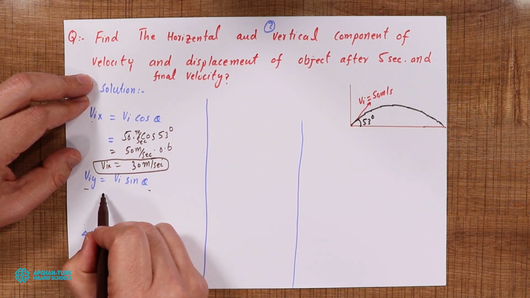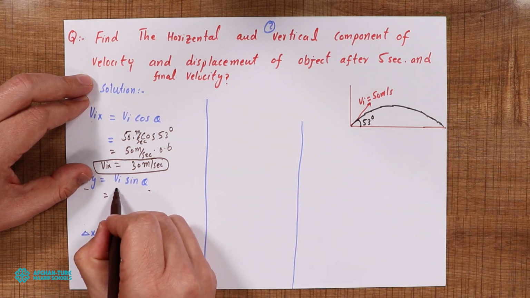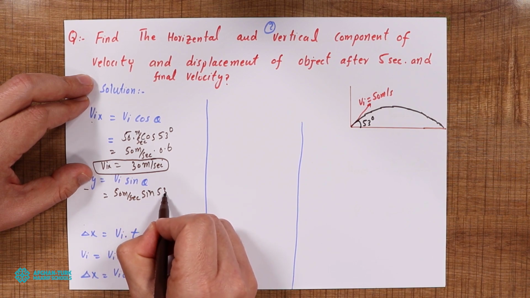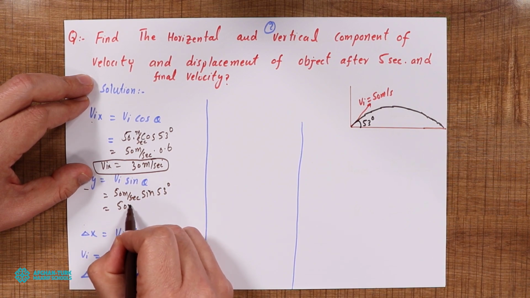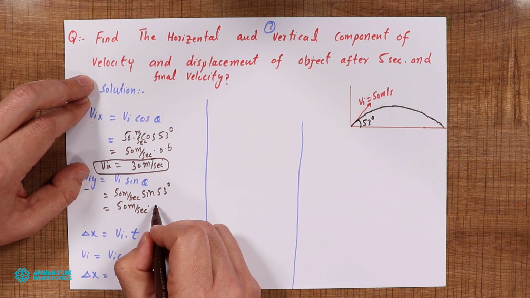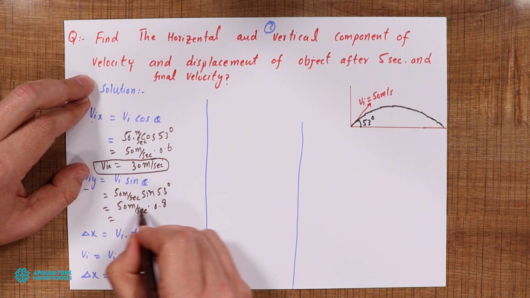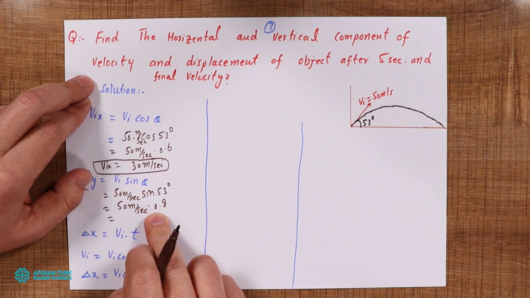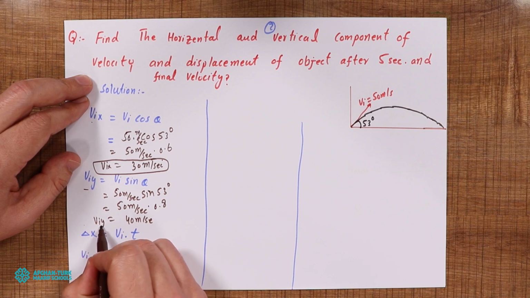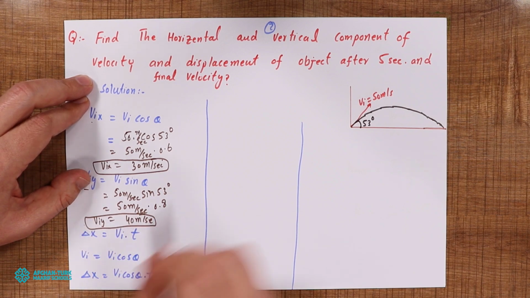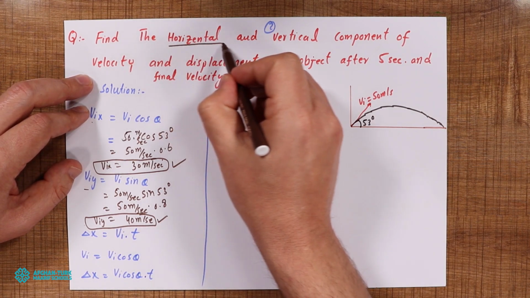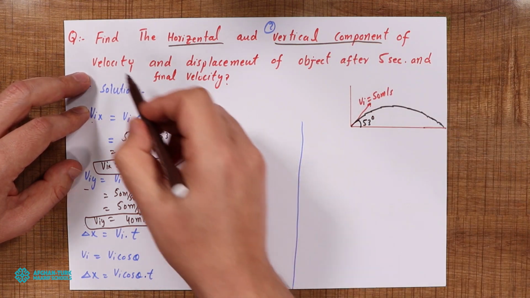Now for the other one, 50 meter per second multiplied by sine 53, and sine 53 is equal to 0.8. If we multiply 50 and 0.8, this becomes 40 meter per second. So this is the vertical component of the velocity. This is the horizontal component, this is the vertical component. Now we have found the horizontal and vertical components of the velocity.